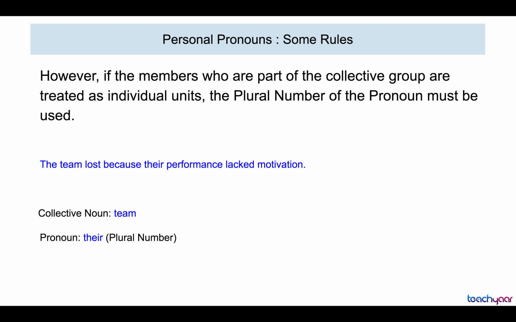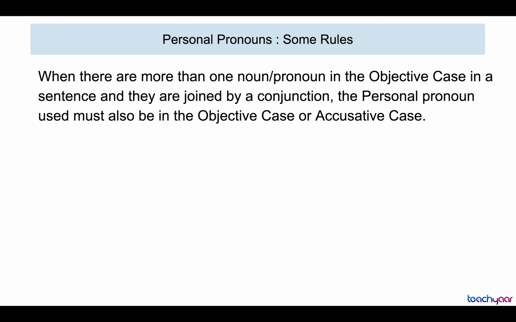So basically, when you speak or write, you have to first think what is it that you want to convey. Do you want to say that the team, you're talking about the team as one whole unit? One unit, then you must say the team lost because its performance lacked motivation. But when you want to refer to the individual members of that team, then you will say their performance lacked motivation. So you have to just think, and it's a very logical sequence.